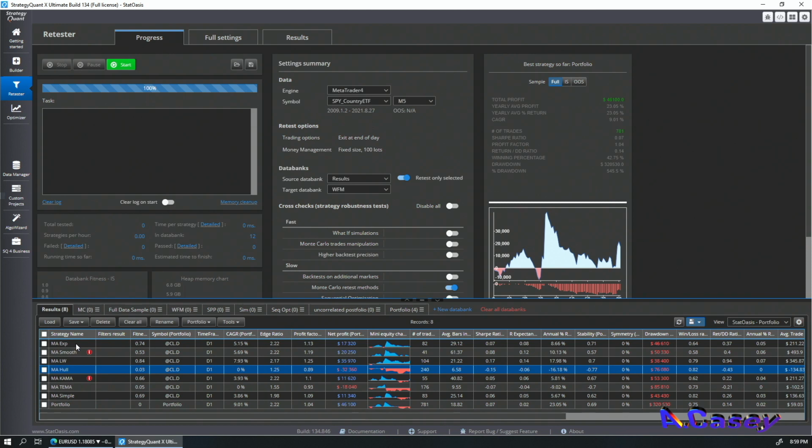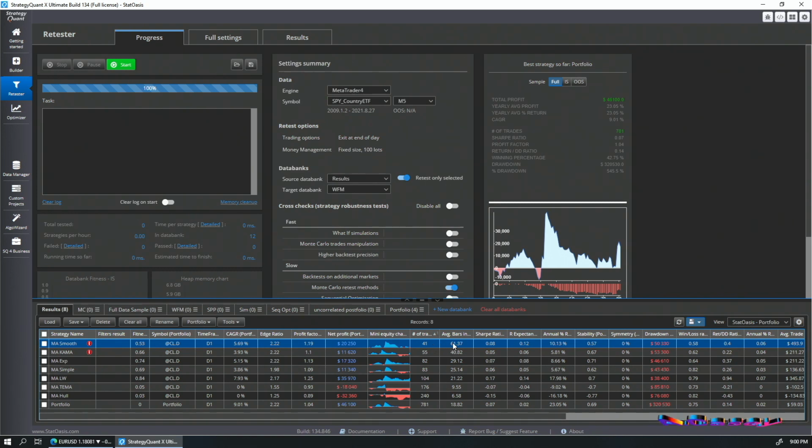And here are the systems. So this is the exponential moving average. This is the smooth moving average, linear weighted moving average, Hull moving average, Kaufman adaptive moving average, triple exponential moving average, and simple moving average. And if we sort by number of trades, we can see that the smooth moving average has the lowest number of trades. That means it is the least sensitive moving average, because remember, we're only waiting for the cross to trade. So that means it's the least amount of crosses we have.